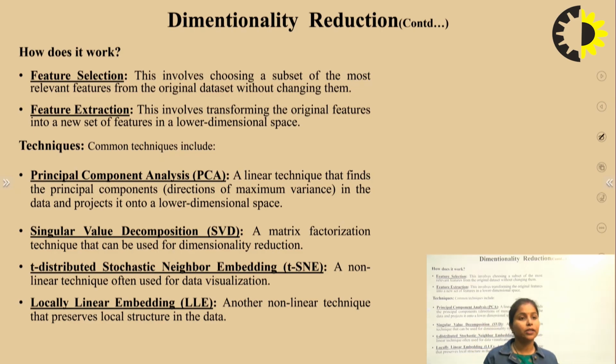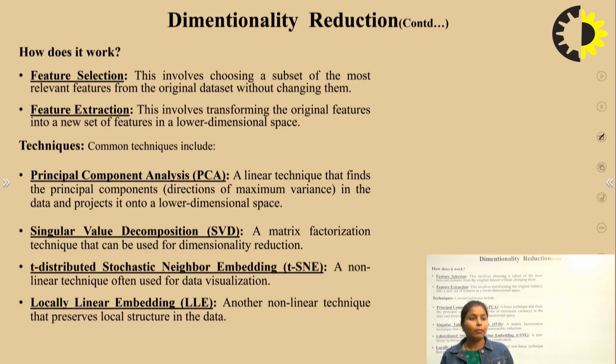So how does dimensionality reduction work? In high dimensional data, first we go through the feature selection step. This involves choosing a subset of the most relevant features from the original data set without changing the data features. The next step is feature extraction. After feature selection, feature extraction involves transforming the original features into a new set of features, from high dimensional space to lower dimensional space.